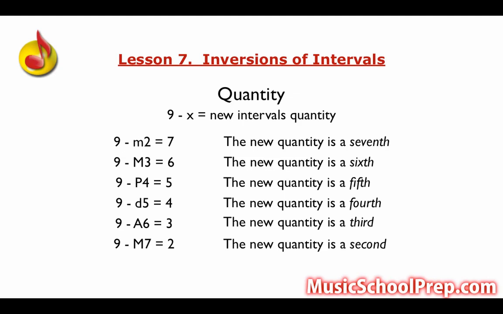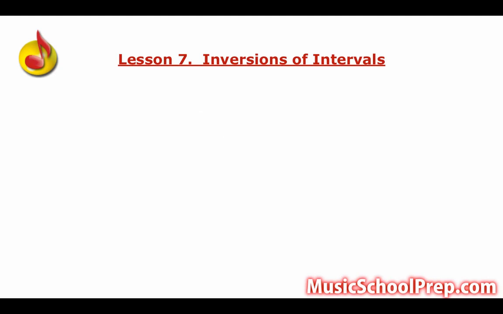Now that we know how to find the quantity of an inverted interval, we will learn how to calculate the quality of an inverted interval. This is also a very simple task. First, perfect intervals, when inverted, produce perfect intervals. This is actually why they are called perfect, because even when inverted, they remain perfect intervals.